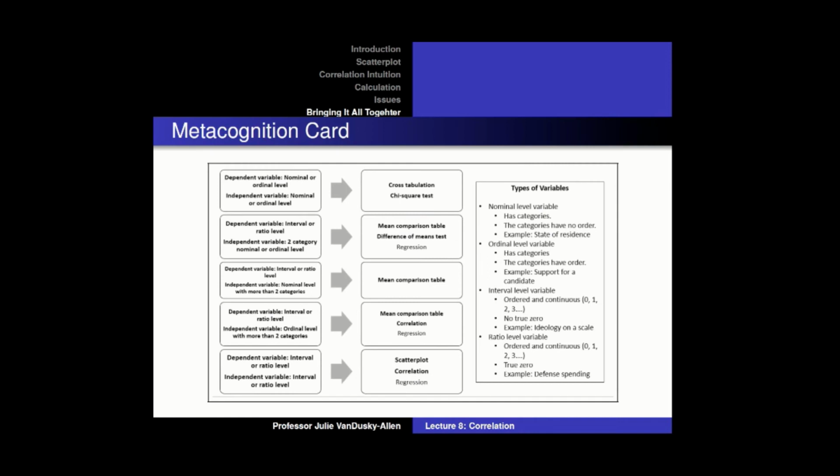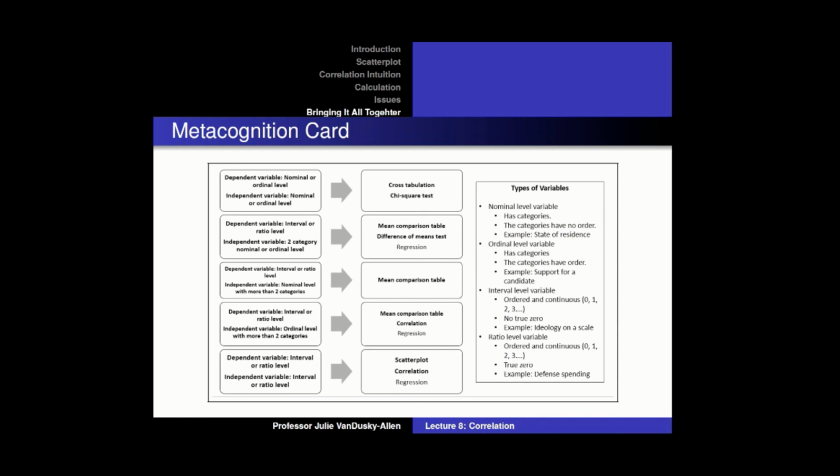Throughout this course, we discussed different methods to analyze the relationship between two variables. Here is a metacognition card that summarizes when we should use these different types of methods. If you have nominal or ordinal level independent and dependent variables, you could either use a cross-tabulation analysis or a chi-square test. If you have an interval or ratio level dependent variable and a two-category nominal or ordinal level independent variable, you could use a mean comparison table or a difference of means test.